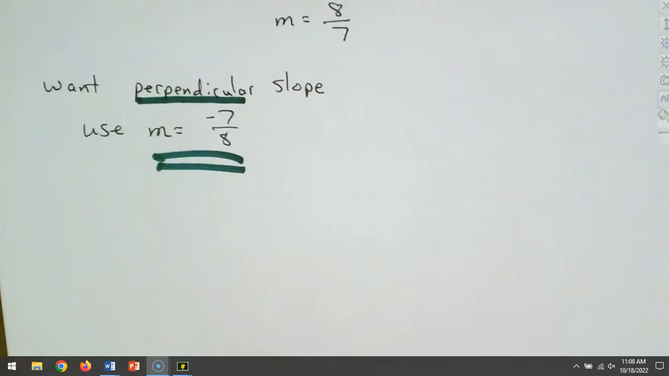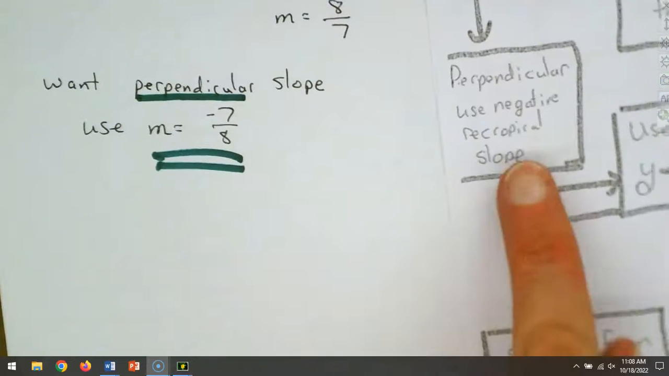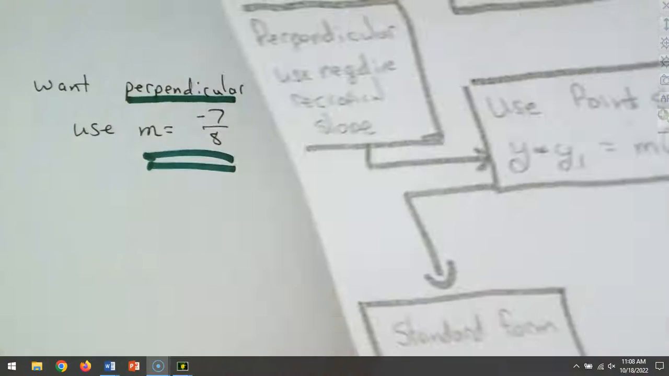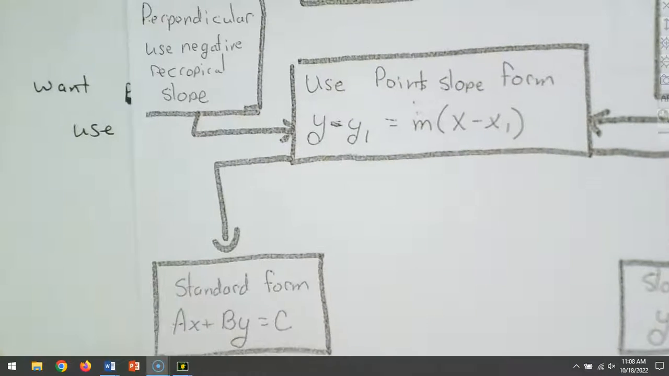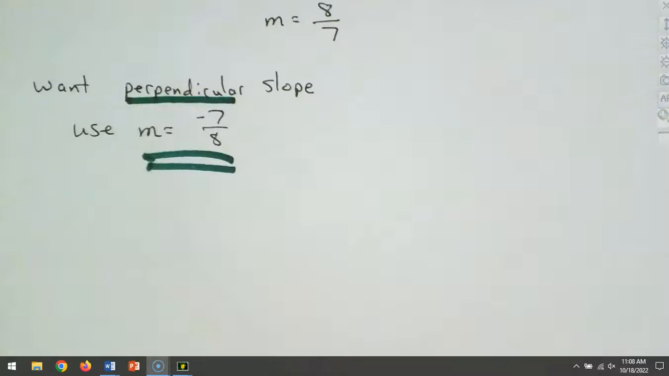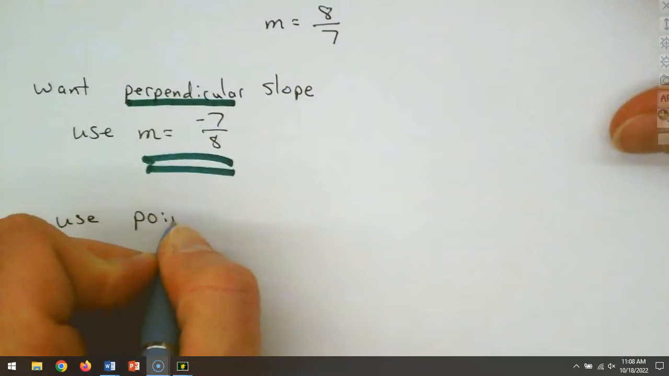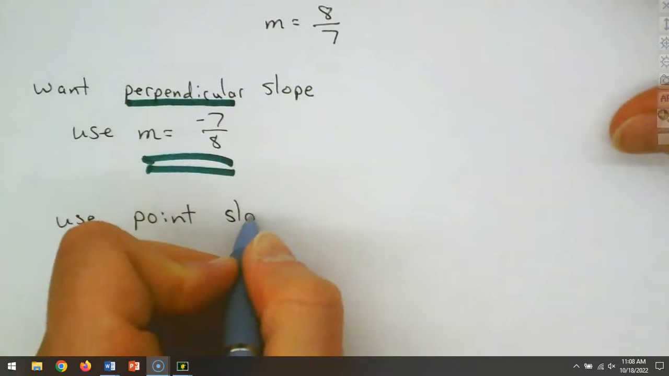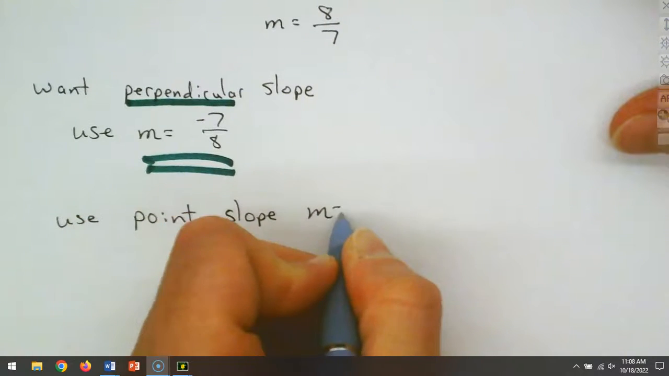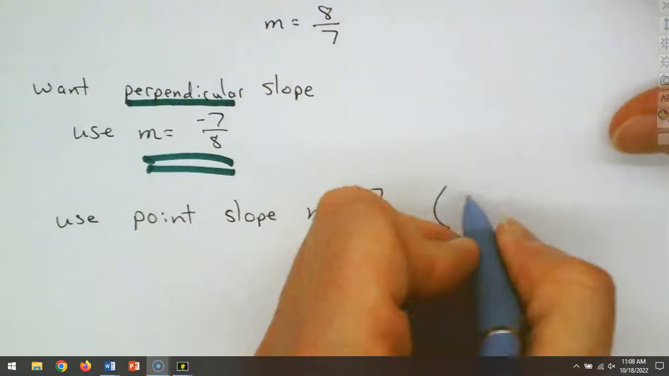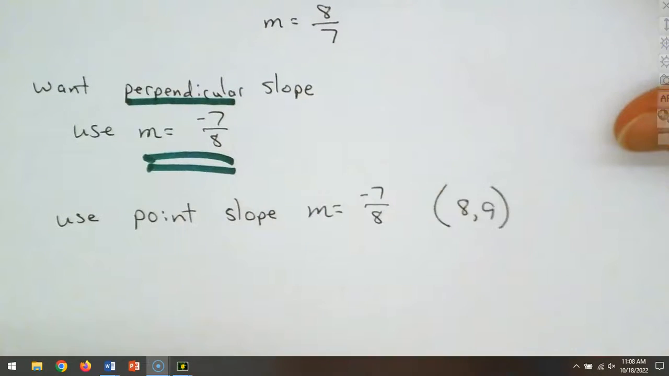Now what do we use? If we follow the flow chart, we went down the perpendicular side, we use the negative reciprocal slope, and now we use our point slope formula, don't we? So now we're going to use point slope with m equaling that minus 7/8, and we're going to use that point 8, 9.